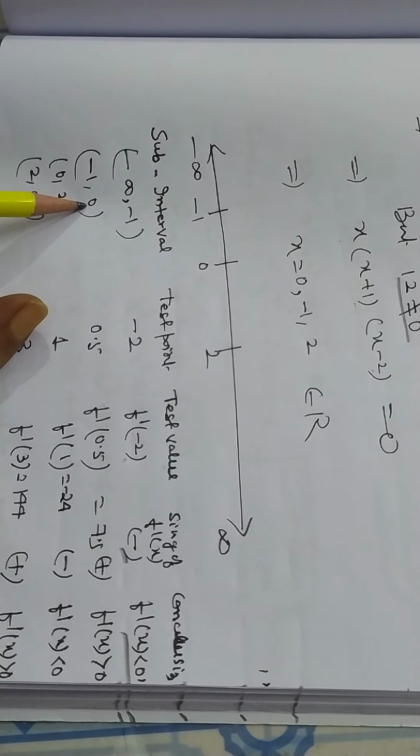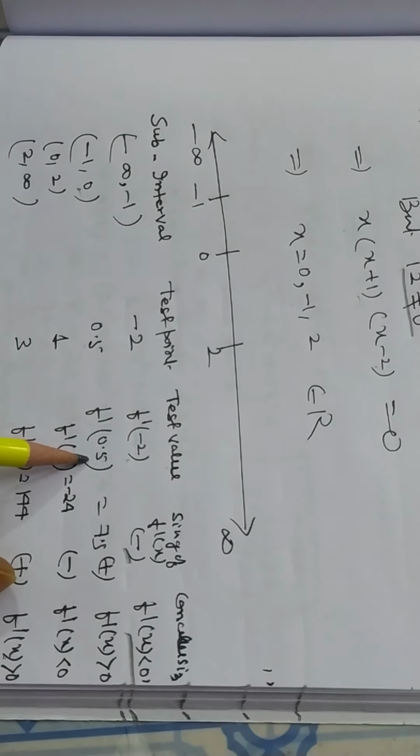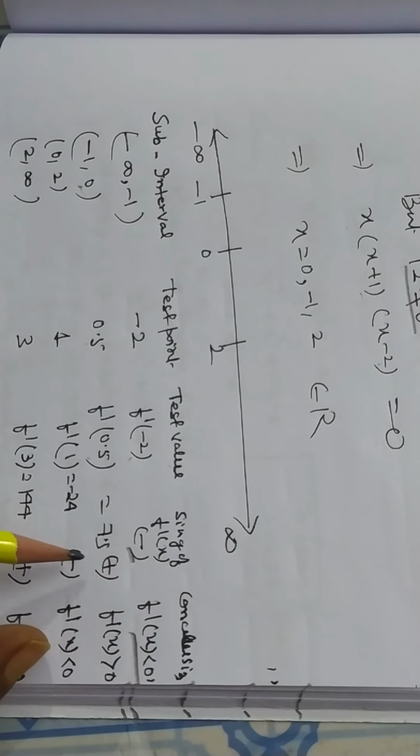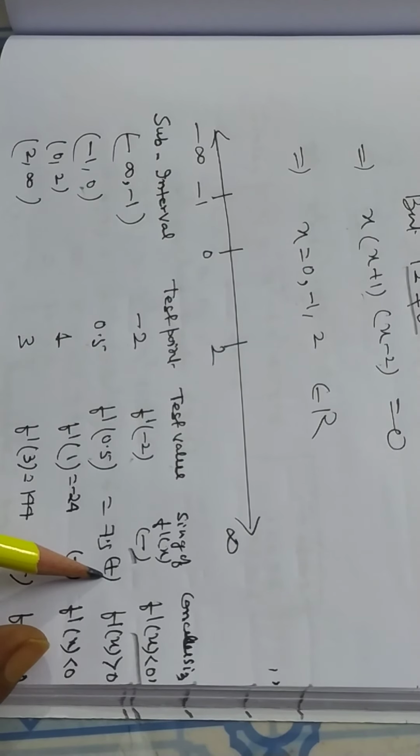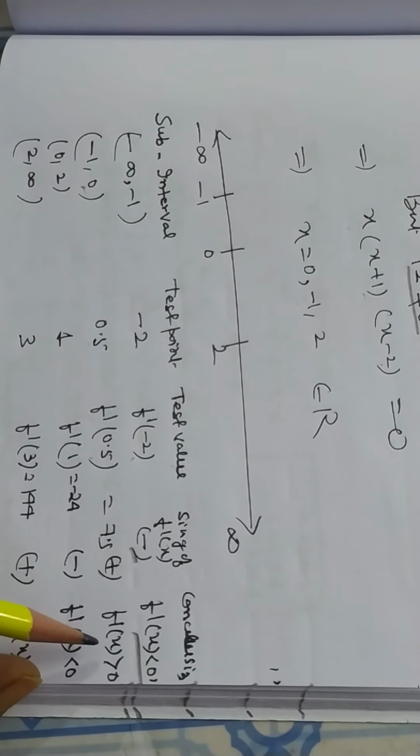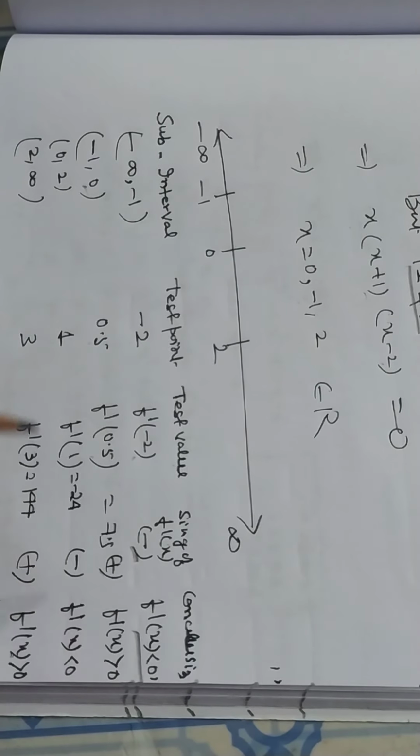Minus 1 to 0. Take a point 0.5. f dash 0.5 is 7.5 and the sign is positive. So f dash x is greater than 0.